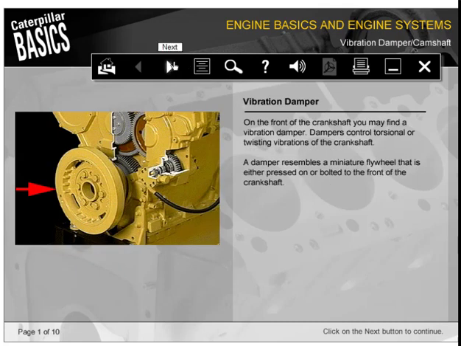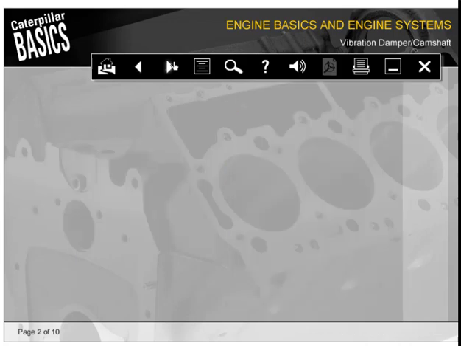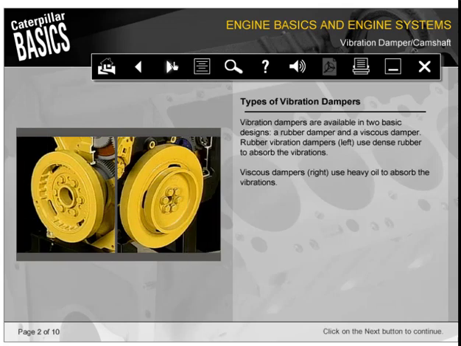On the front of the crankshaft, you may find a vibration damper. Dampers control torsional or twisting vibrations of the crankshaft. A damper resembles a miniature flywheel that's either pressed on or bolted to the front of the crankshaft. Vibration dampers are available in 2 basic designs, a rubber damper and a viscous damper. A rubber vibration damper shown on the left uses dense rubber to absorb the vibrations. A viscous damper on the right uses heavy oil to absorb the vibrations.